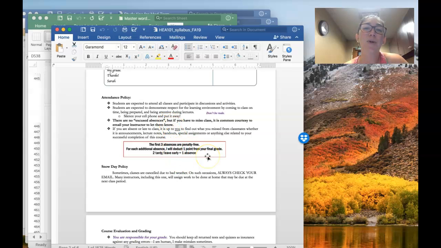Okay, if you miss more than 3 absences, I will start deducting points from your grade. I can deduct those 5 attendance points. So for 4 absences, you lose 1. If you have 5 absences, you lose 2, and so on and so forth. So you can lose up to 5 points for poor attendance.